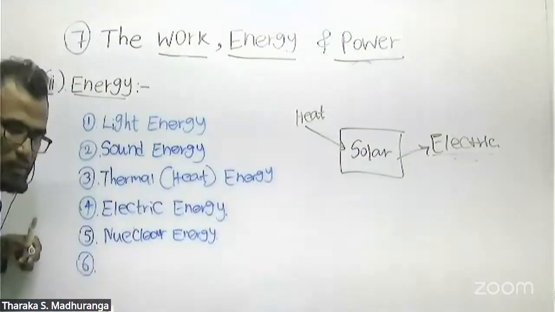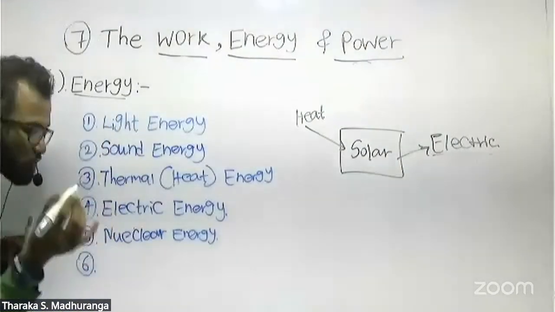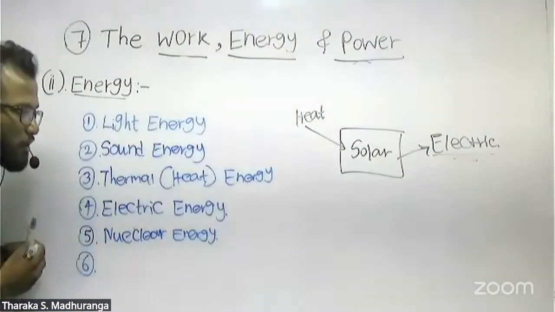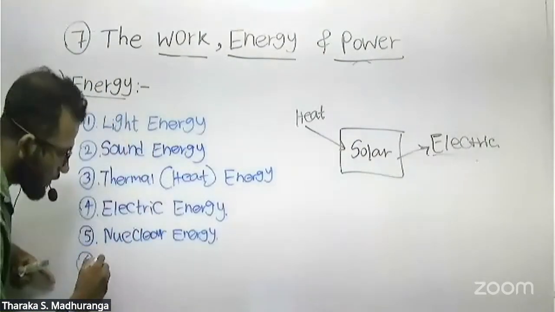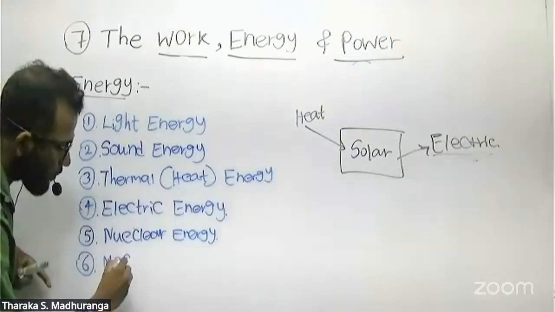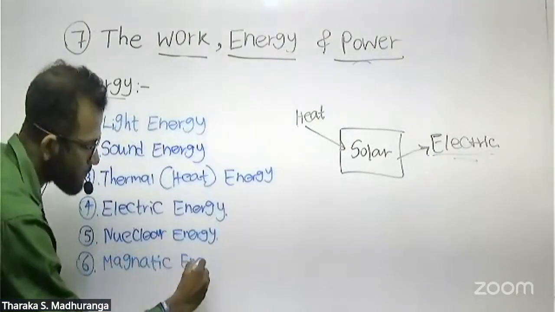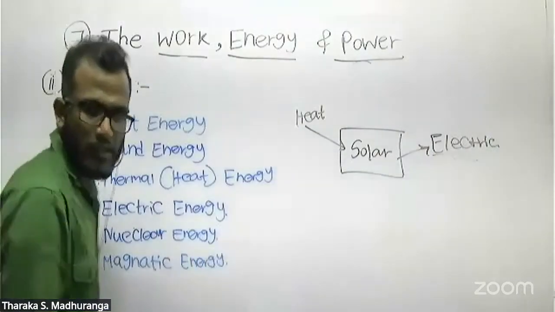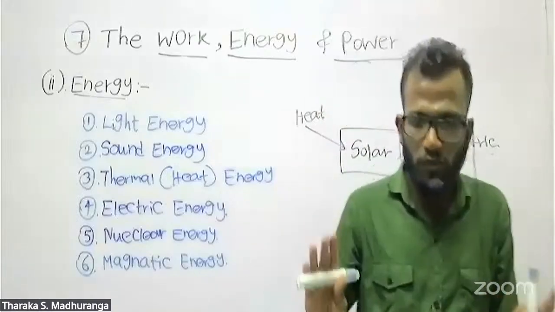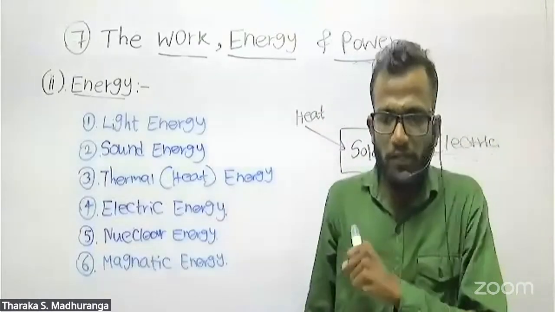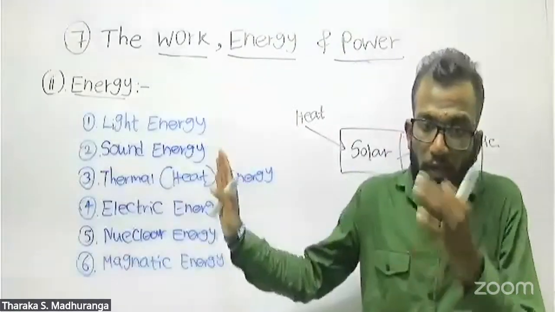We can find more than 1,000 energy types in our world, on our Earth. I took only the main energy types. Your answers are also correct. I take here magnetic energy. Magnetic energy is also important, no? And chemical energy, very good. Chemical energy is also an energy type. You can write. Okay, they are the energy types.